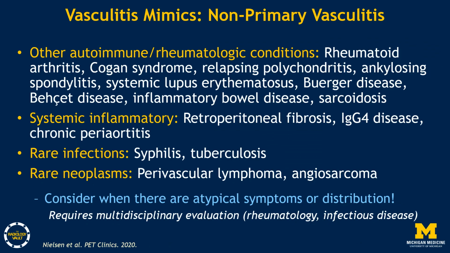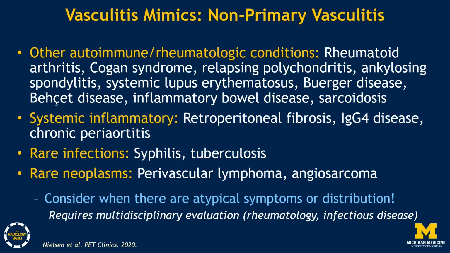A few other mimics worth recognizing are other autoimmune diseases can manifest with vessel wall inflammation, so make sure you're aware of the other conditions they have. IgG4 disease or other systemic inflammatory conditions can result in periaortitis or aortitis. Rare infections and neoplasms can also manifest with vessel wall involvement. And so think about these if you have atypical or more focal uptake in a single vessel or a sort of strange distribution. So always rope in your rheumatology or ID colleagues in these cases.